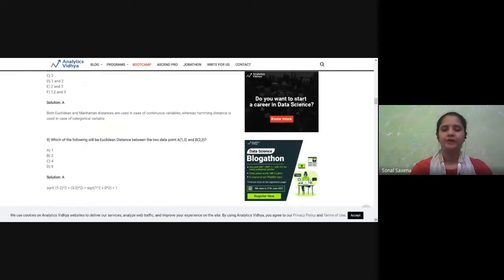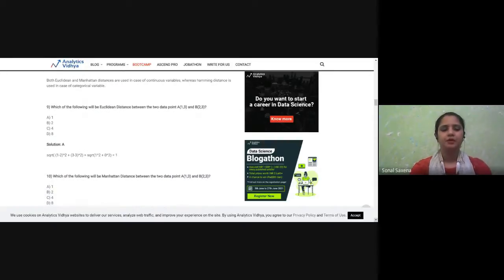So I hope you have calculated the distance already, which comes out to be 1. Now, let us take the last question, which is, which of the following will be the Manhattan distance between the two data points A and B? We have already seen the formula for Manhattan distance as well. Quickly calculate the Manhattan distance using the formula, where you have been given 2 points, 1, 3 coordinates for point A and 2, 3 coordinates for point B. Quickly find out the distance.